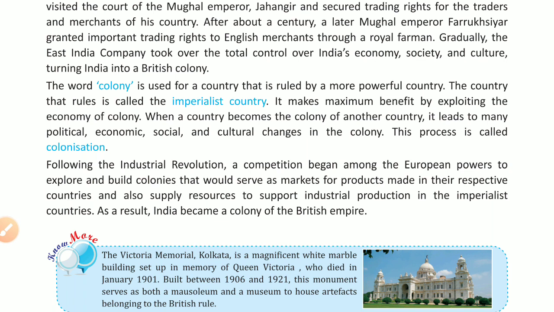When a country becomes a colony of another country, it leads to many political, economic, social, and cultural changes in the colony. This process is called colonization. What is colonization? It is a process in which a colonized country experiences a lot of changes in the fields of politics, economics, social, and cultural life.